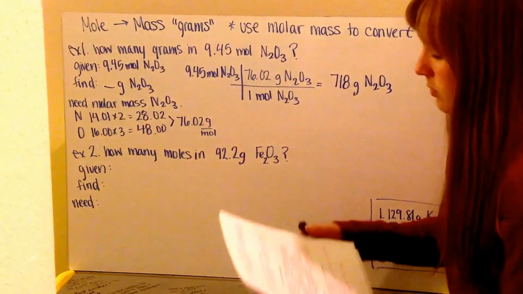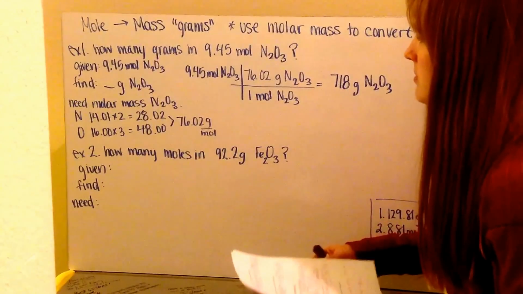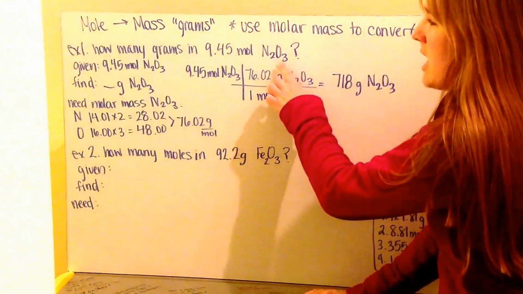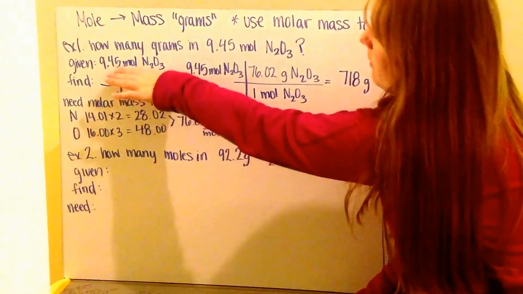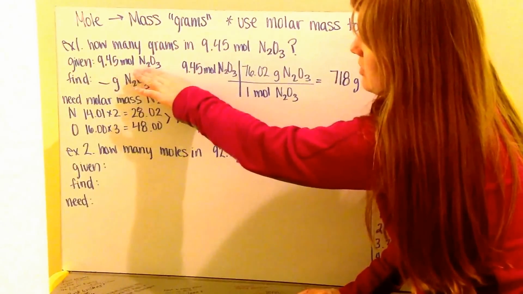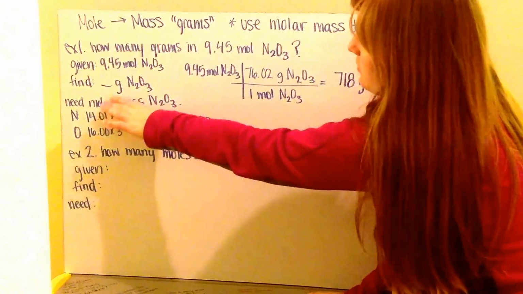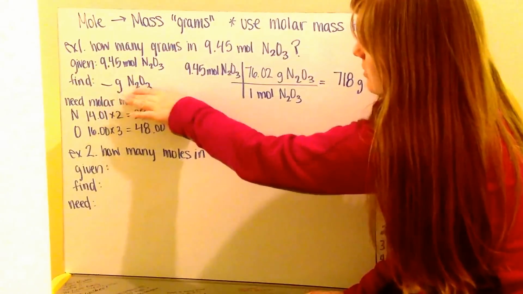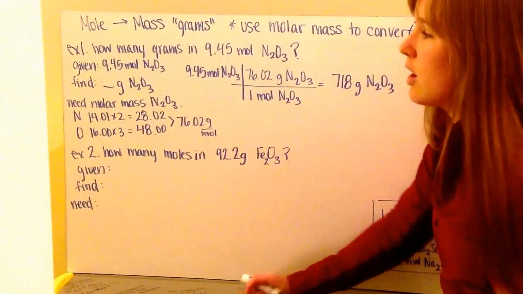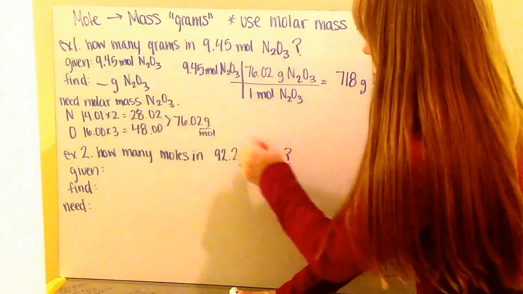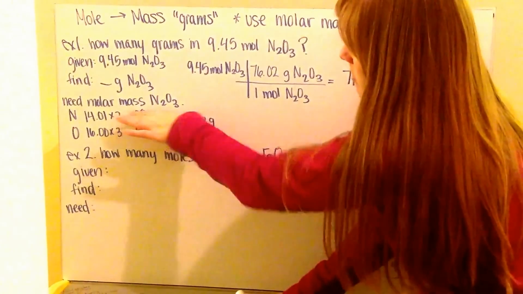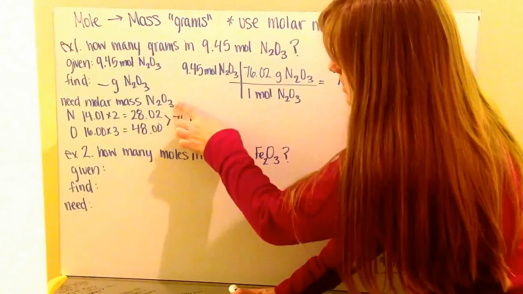My example number 1 asks, how many grams are in 9.45 moles of dinitrogen trioxide? First, I always write what I'm given. I'm given 9.45 moles of dinitrogen trioxide. I'm asked to find my grams of dinitrogen trioxide. I want to know, what do I need to go from moles to grams? I'm going from the center to the top. In order to do this, I need to find my molar mass of dinitrogen trioxide.